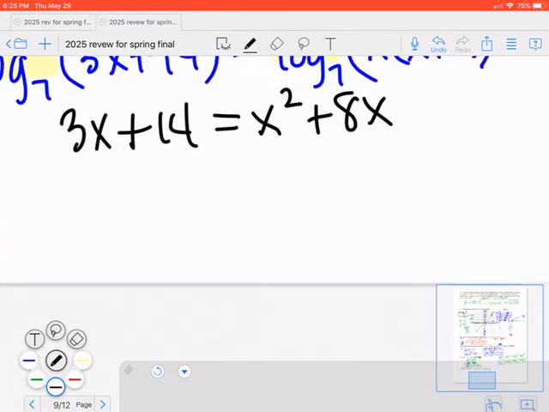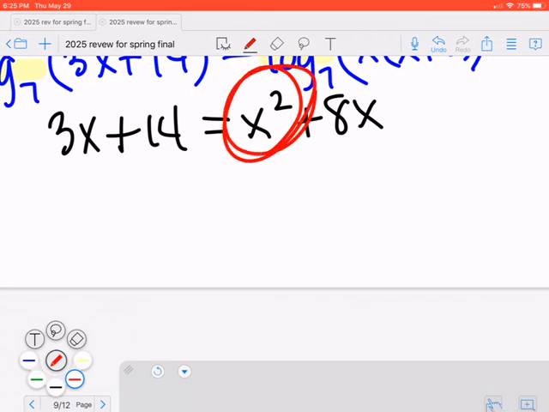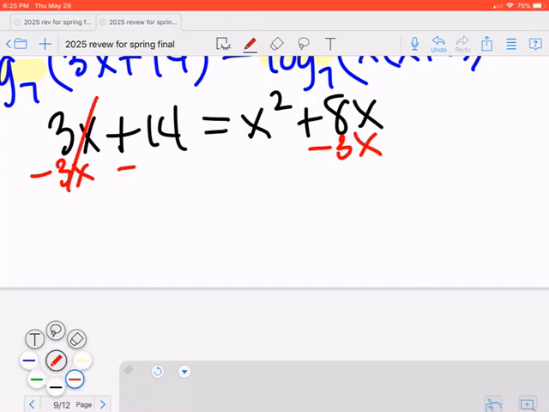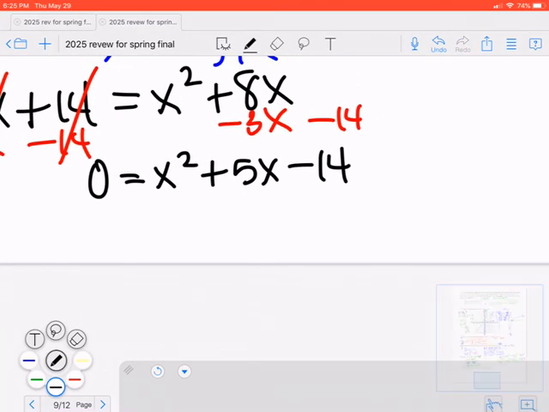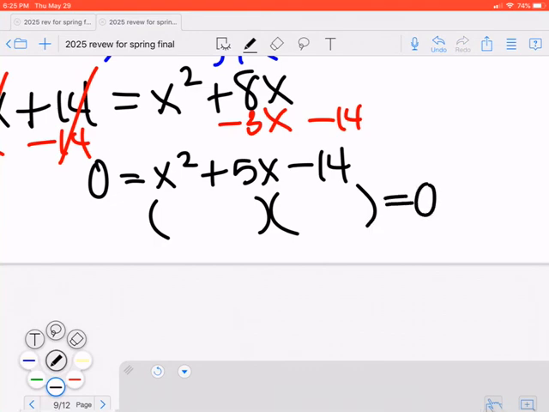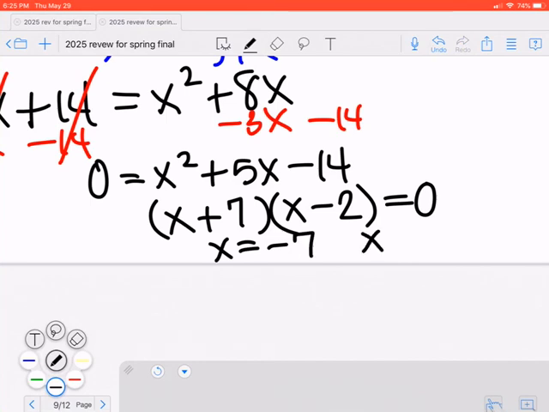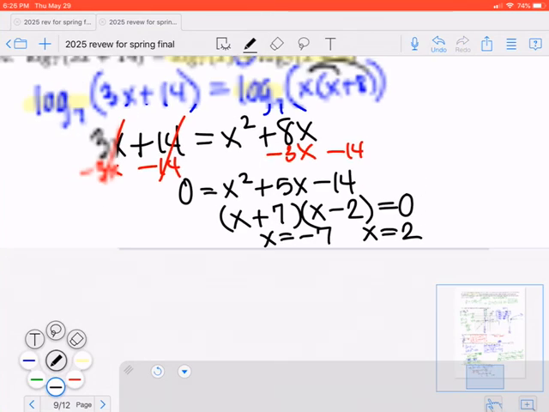It's quadratic, so I want to put everything on one side. Since my x squared is on the right, I'm going to move these guys to be on the same side. So 0 is equal to x squared plus 5x minus 14. And now I can factor. And I'm also going to put my equal 0 on the right. I like it on the right instead. And let's see, this would be a positive 7 and a minus 2. So x plus 7 equals 0, so x is negative 7. X minus 2 equals 0, so x is equal to 2.